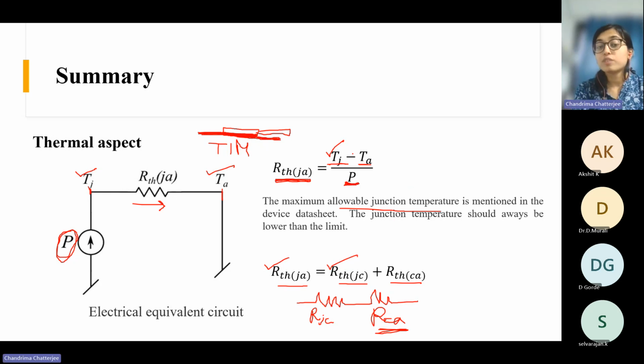So whenever you choose the heat sink, you will have to choose this value carefully, so that your junction temperature can be maintained within a certain limit.